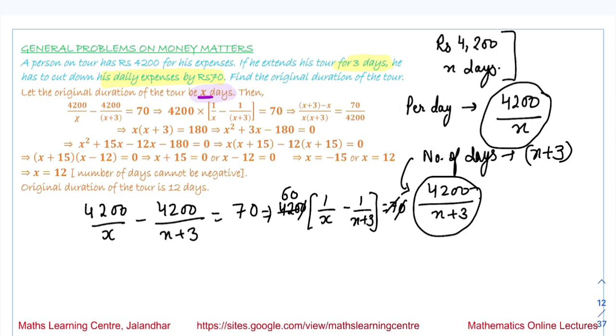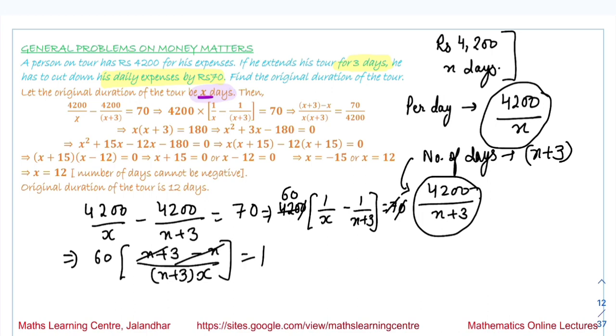So the equation we now have is 60 into x plus 3 into x is the LCM. So we get x plus 3 minus x is equal to 1. These two values get cancelled and we are left with x square plus 3x is equal to 180. That is x square plus 3x minus 180 is equal to 0.